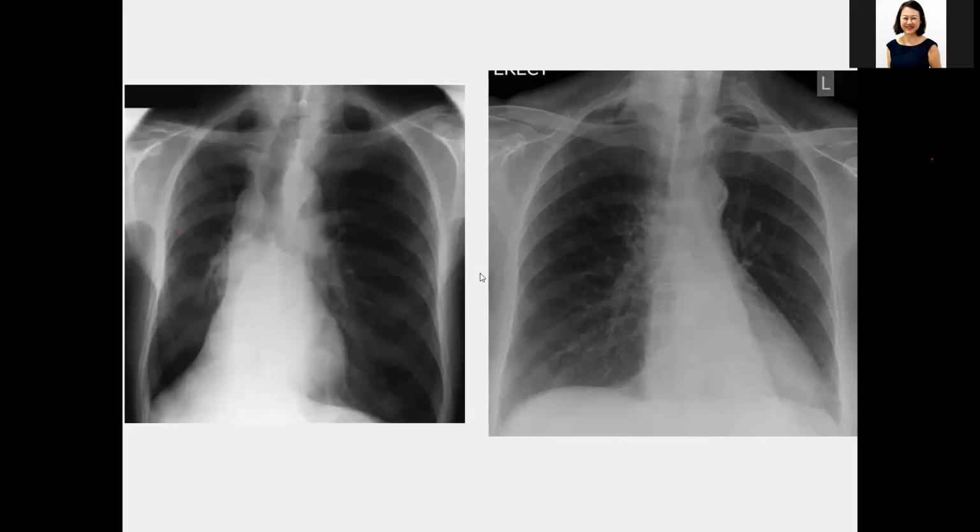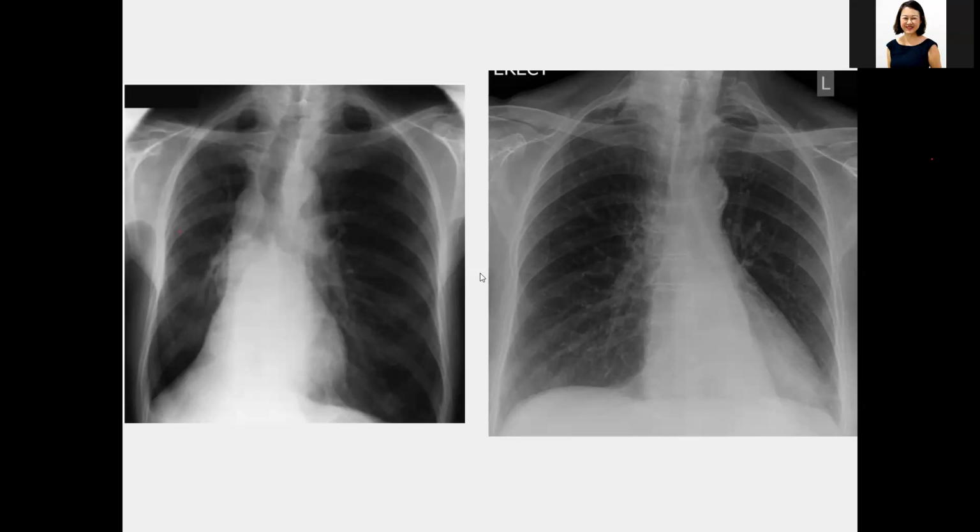Okay, right middle lobe collapse with right tracheal deviation. I think the right tracheal deviation cannot be missed. I think the whole mediastinum is shifted to the right, actually. Yes, actually, there's some rotation also, on this X-ray.